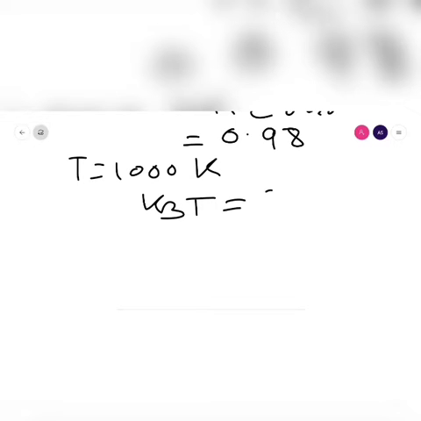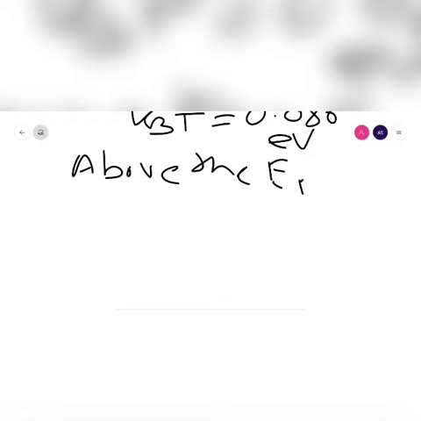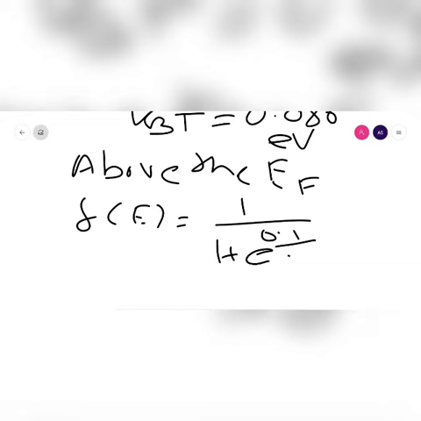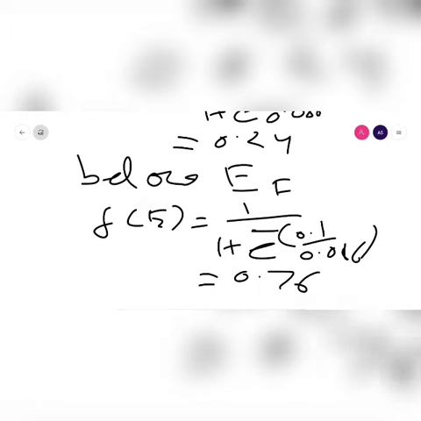Similarly, at a temperature T equal to 1000 Kelvin, kBT is equal to 0.086 electron volt. Above the Fermi energy, the occupation is equal to 1 upon 1 plus e to the power 0.1 divided by 0.086, it will be equal to 0.24, and below the Fermi energy, it will be equal to 1 upon 1 plus e to the power minus 0.1 divided by 0.086, it will be equal to 0.76.